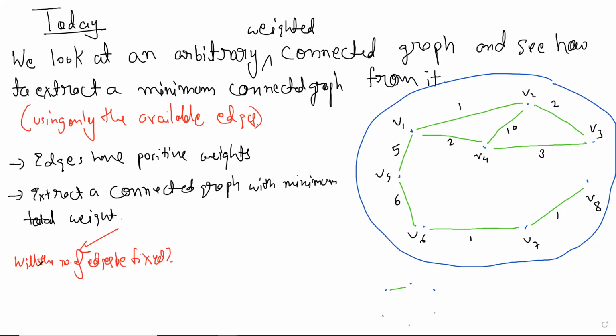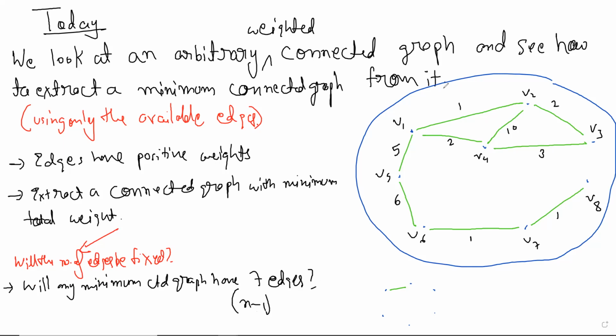Let us frame this in a more concrete way. So the question is: will any minimum connected graph have 7 edges in this case, or n minus 1 in general? That is the first question. Let us try to see if that is true or not.